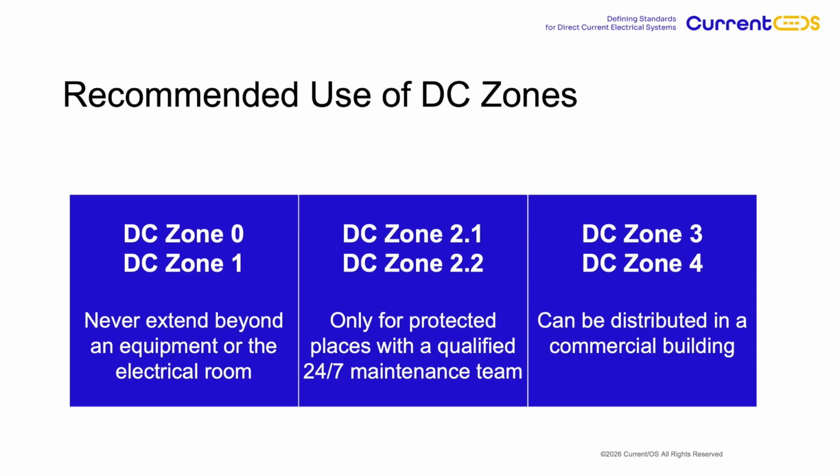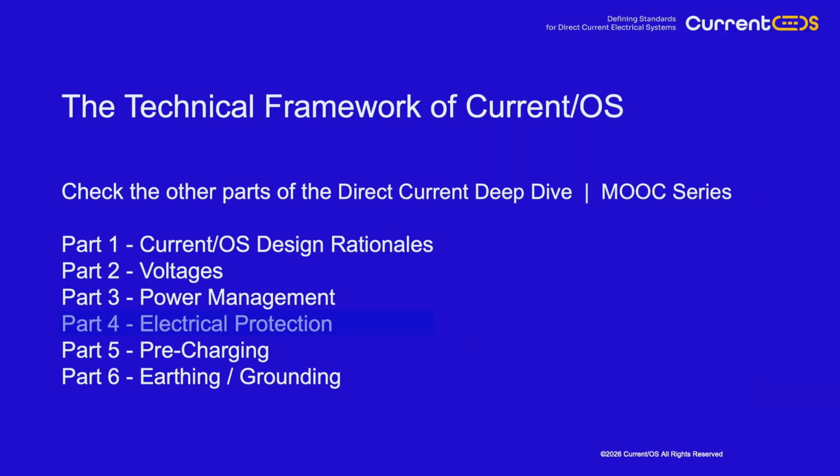To summarize the intended use of the DC zones, Zones 0 and 1 should never extend beyond a piece of equipment or the electrical room. Zones 2.1 and 2.2 are intended only for protected areas with a qualified 24/7 maintenance team. Zones 3 and 4 can be distributed throughout a commercial building with open access. This concludes the electrical protection presentation of CurrentOS.